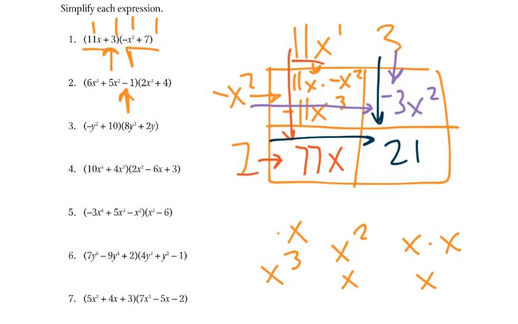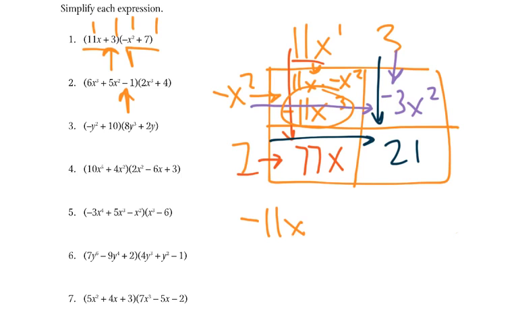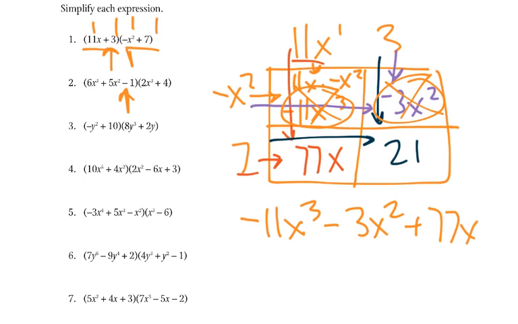Okay, then we simplify, just like we were doing at the beginning. So, are there any other x cubes? No, so I go negative 11x cubed. Are there any other x squares? Nope, so negative 3x squared. Once again, we still go in that order. Okay. Any other x's? Nope, so plus 77x. Any other constants? Nope, plus 21. And that is the multiplied version.